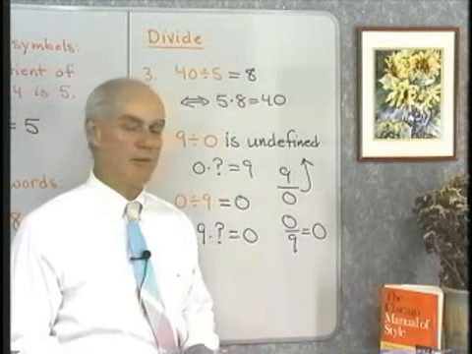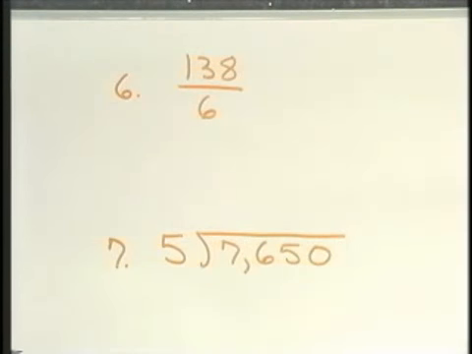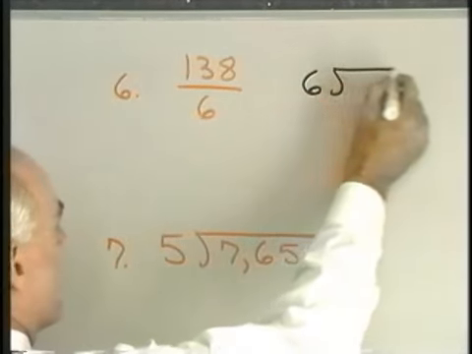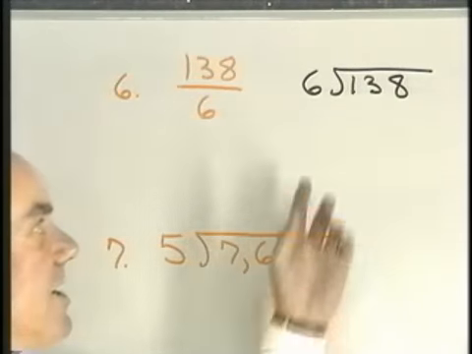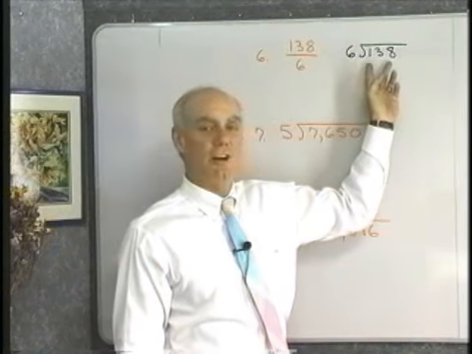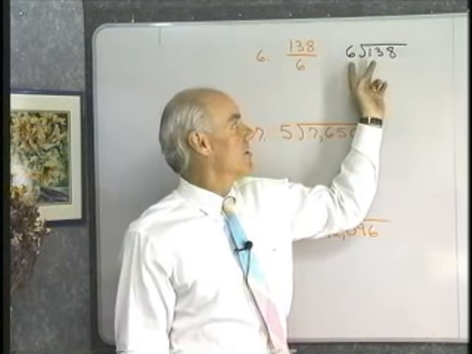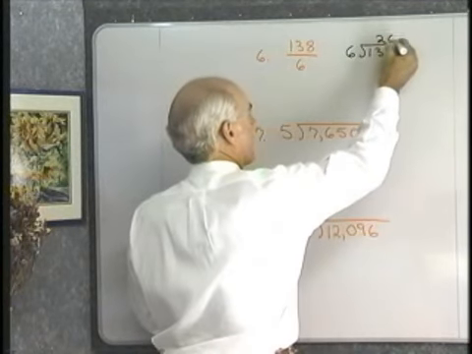Let's look at some problems that involve what's called long division. I have 138 divided by 6. I want to do this problem, so I'm going to set it up this way: 6 divided into 138. And what I'm going to do is just estimate how many 6's are in 138. One way to do that is to just guess. So I'll say that there's about 20 6's in 138. So I'm going to write my 20 right here.